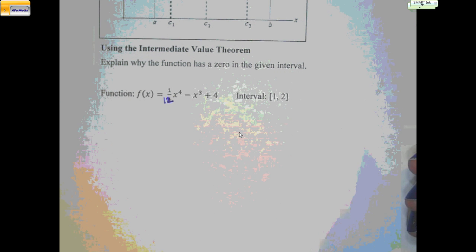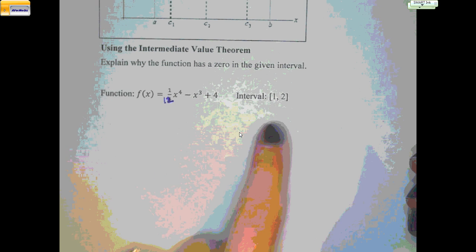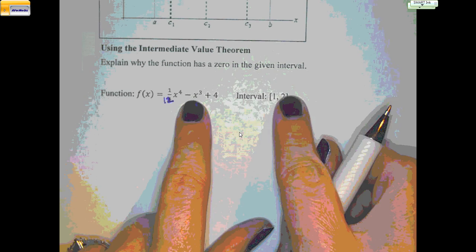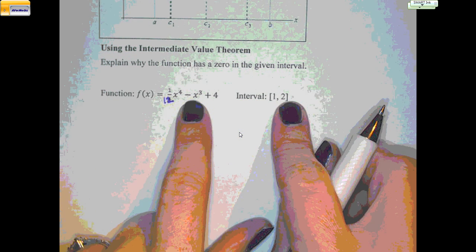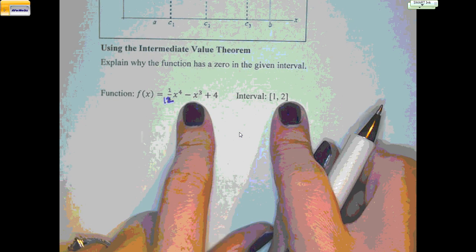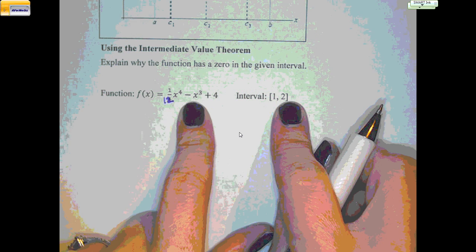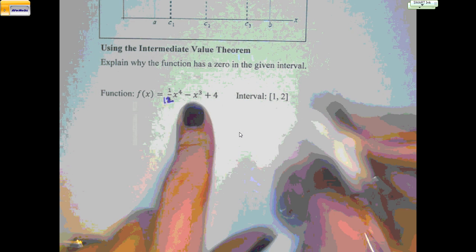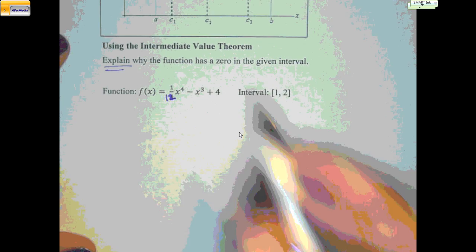Well, there are two ways that we can start to explain this. The first one: is this continuous between 1 and 2? Is that function continuous between 1 and 2? There's really nowhere that that function's not continuous, right? It's not a fraction, so it's not like x can't be something. So it's continuous. So we're explaining, we're using words.